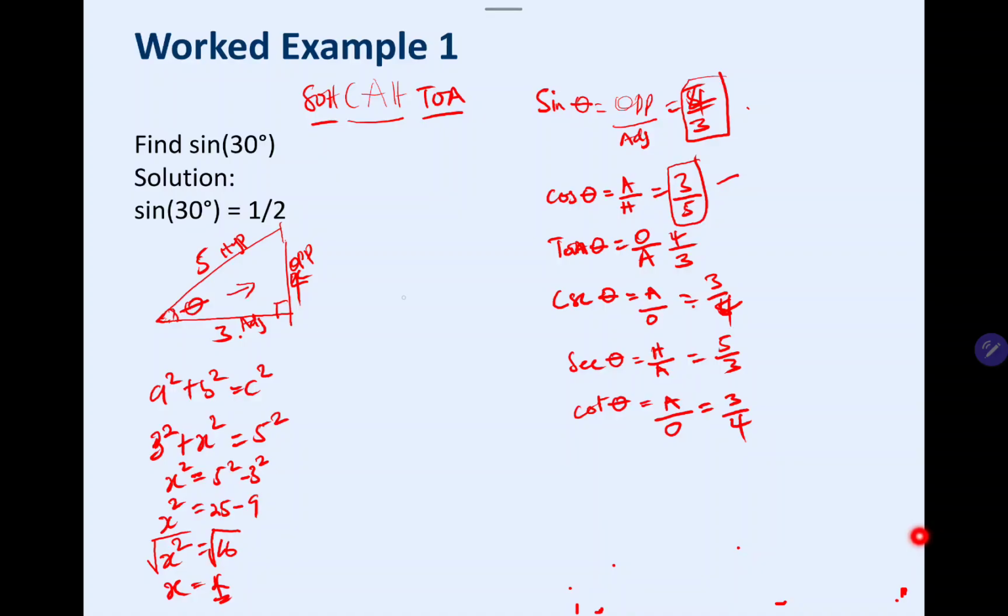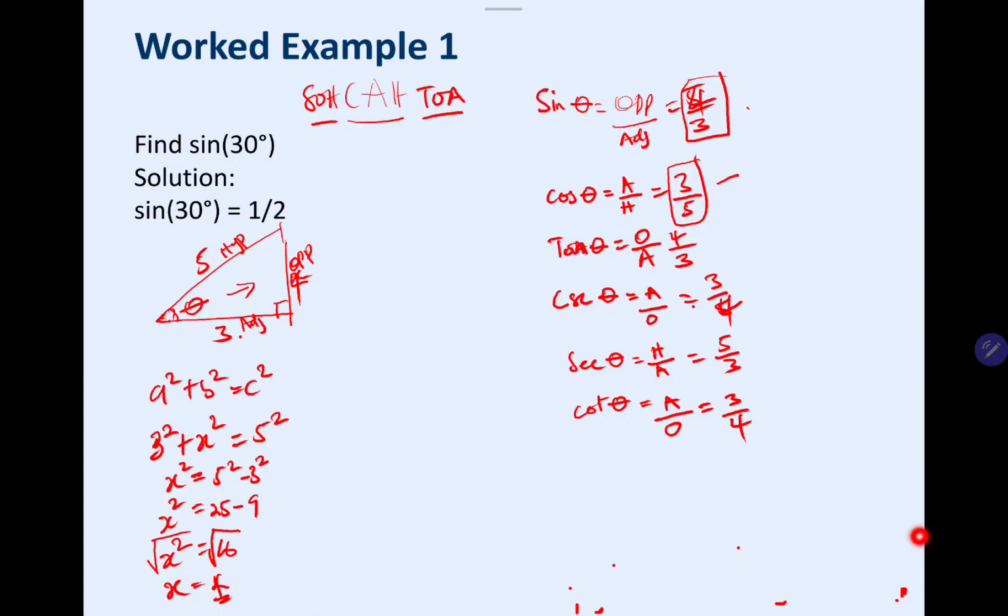Okay, the cos theta, which is adjacent side over hypotenuse, is 3 over 5. That is correct. Tan theta, which is the opposite over the adjacent side, is 4 over 3. That's correct. Okay, so when you flip, this one is going to be 3 over 4. You flip the next one, it is going to be 5 over 3, and the last one will be 3 over 4.